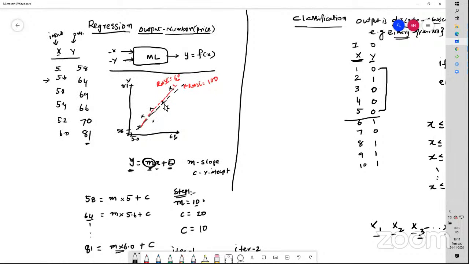What if your data points are like this instead of a linear line? So your data points are like this. Now, instead of a linear line, maybe something like this will be a better fit, a better representation of your input and output.